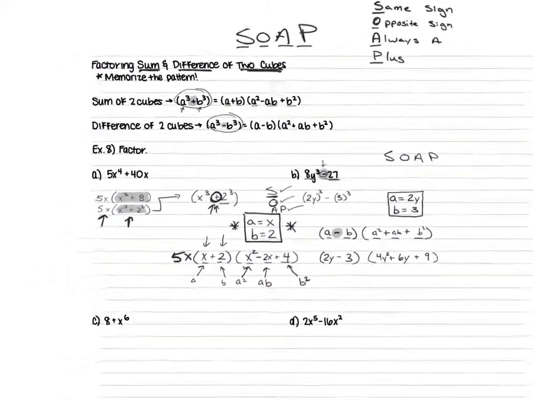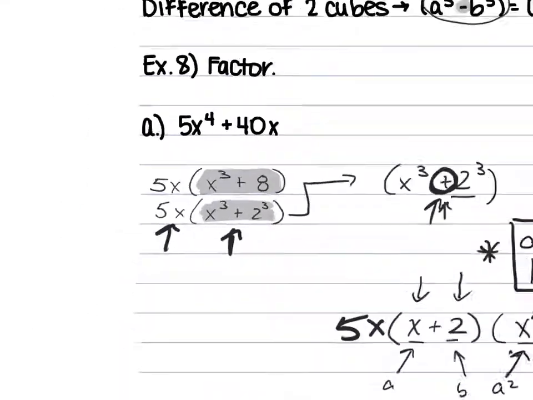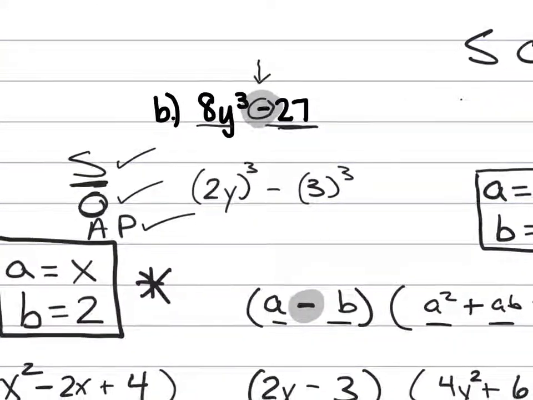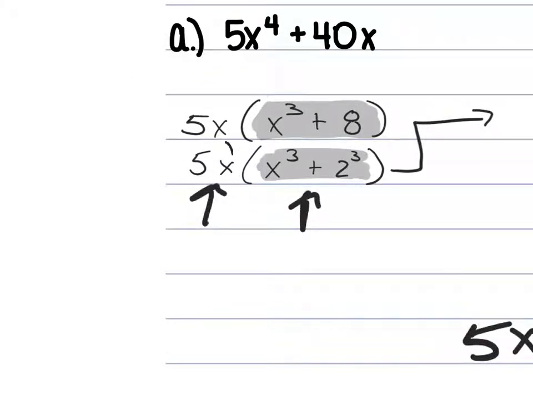Nothing in front in this case because we didn't pull out anything. Remember, on this one we pulled out a common factor. We didn't have a common factor here. So in this one, that was a great question. This one we had a 5x because we pulled it out front. We couldn't just throw that away.